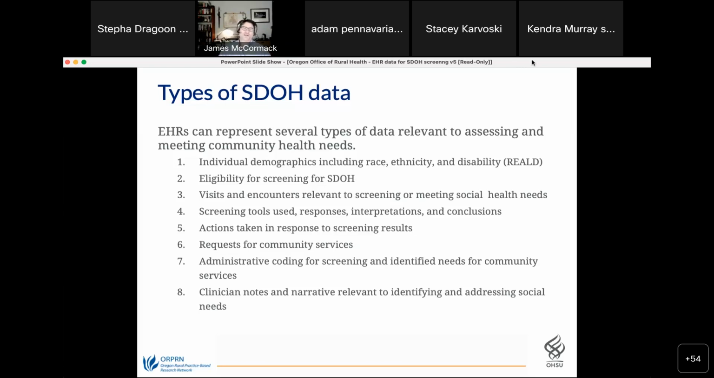Those of you who have lived in this world a long time know that depression screening seems pretty straightforward, collecting a PHQ-2 or a PHQ-9, but what about collecting the interpretation? What about collecting any intervention that was done based on a positive score for depression? All of those can be tricky when you're dealing with EHR data.